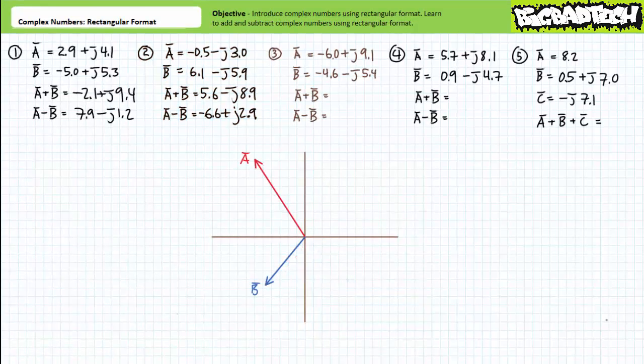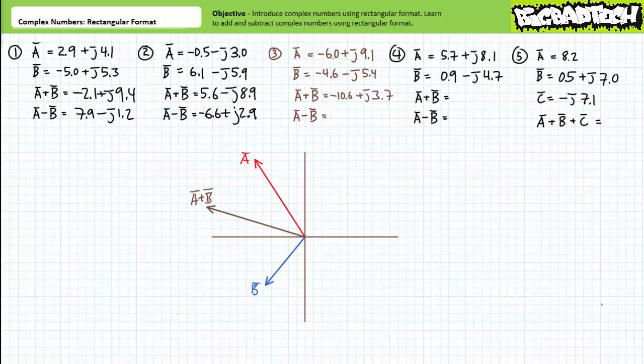For example problem 3, A has a value of negative 6 plus j9.1. This places us in the second quadrant. B has a value of negative 4.6 minus j5.4. This places us in the third quadrant. When we add A and B, we obtain a combined result of negative 10.6 plus j3.7. If we subtract B from A, we obtain a difference of negative 1.4 plus j14.5.